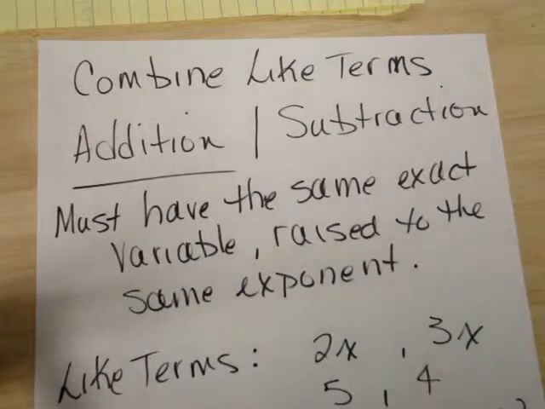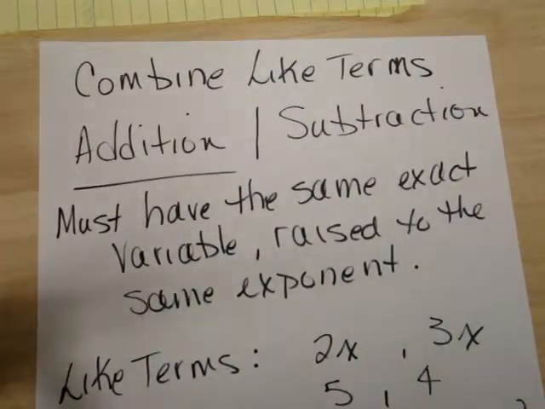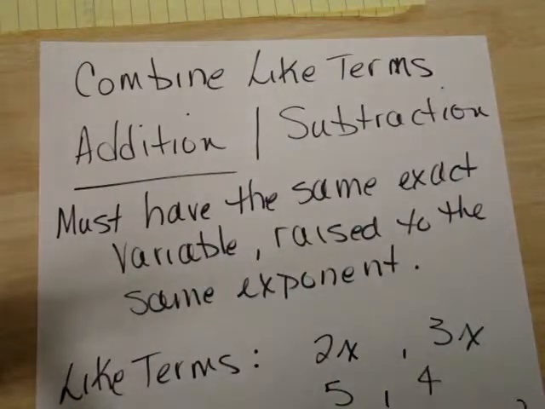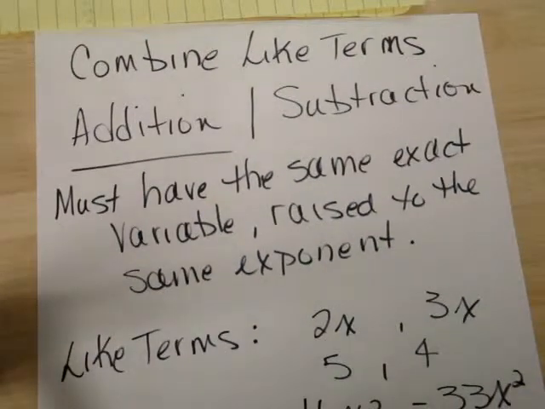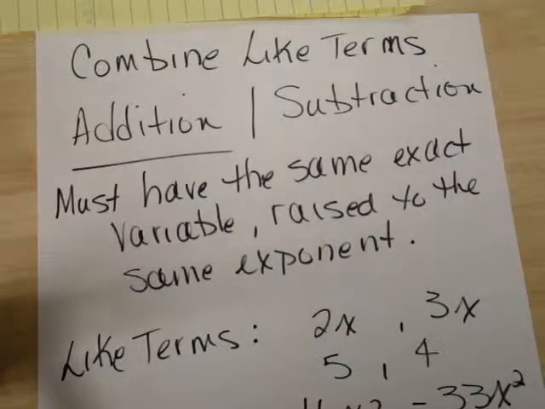Hello, this video is about combining like terms. That's really addition and subtraction. But the only way that you can add and subtract is if you have like terms. So the key to having like terms is you must have the same exact variable raised to the same exponent.